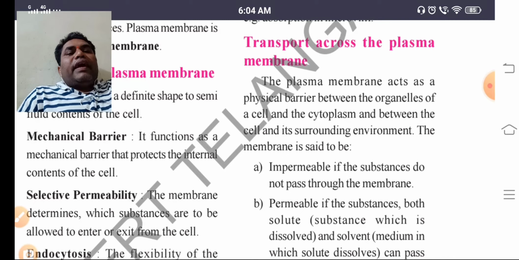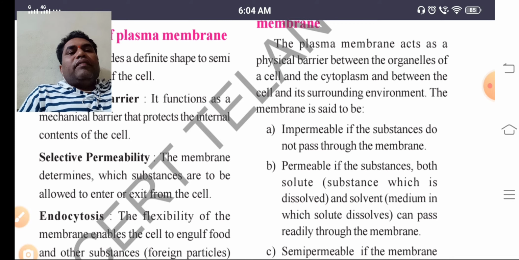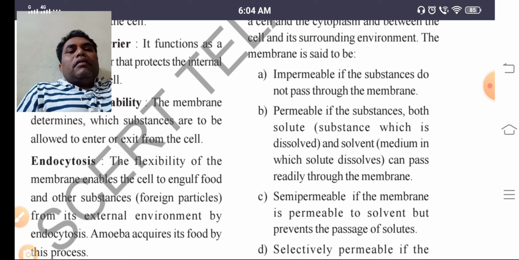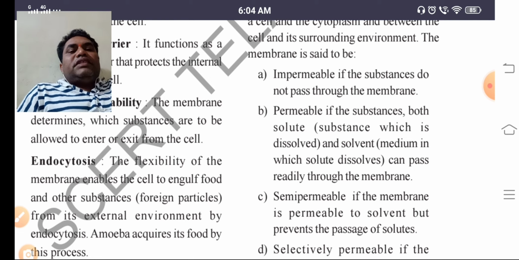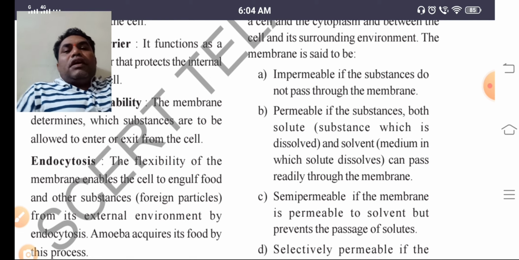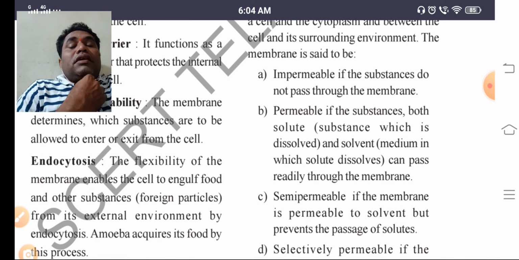The plasma membrane acts as a physical barrier between organelles of a cell and the cytoplasm and between the cell and its surrounding environment. The membrane is said to be impermeable if substances do not pass through the membrane. Impermeable means not permitting materials. If the substances are not suitable to the cell, they will be kept outside of the cell. The plasma membrane does not allow them, that is called impermeable.